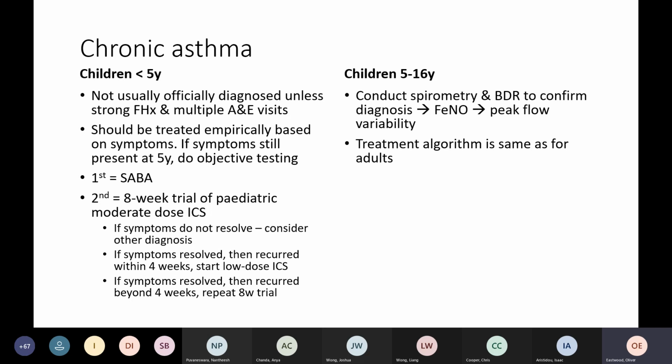What you do is give them 8 weeks of it. If you stop it and their symptoms come back straight away, you're like, right, that was obviously helping. Let's start them on a low dose inhaled corticosteroid. If the inhaled corticosteroid didn't even clear up their symptoms, you're probably barking up the wrong tree and should reconsider. Then there's a weird mixed response, where at the end of the 8-week trial symptoms come back, but more than 4 weeks later, not immediately. With these, you just redo the trial and see what happens.